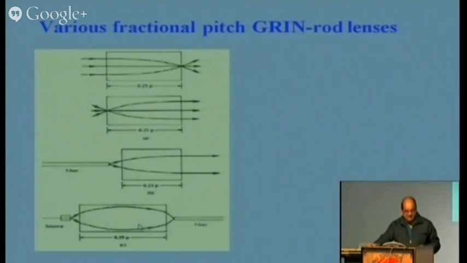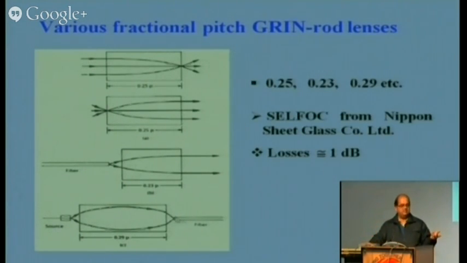Now these types of lens are used between the alignment sleeves. Now only one lens is required. So you can bring the fiber here, it will follow this path and it will be focused on the other fiber. So different pitch lenses are available, 0.25, 0.23, 0.29. They give the focusing actions. They are available from the company Selfoc. These are from the Nippon company. It is the same material which we normally use for contact lenses. The losses are around 0.1 dB, up to around 1 dB.